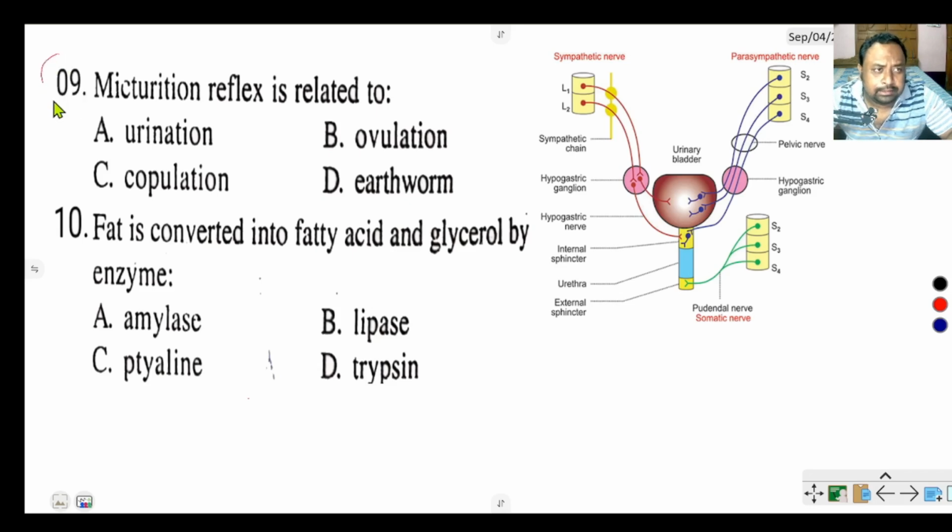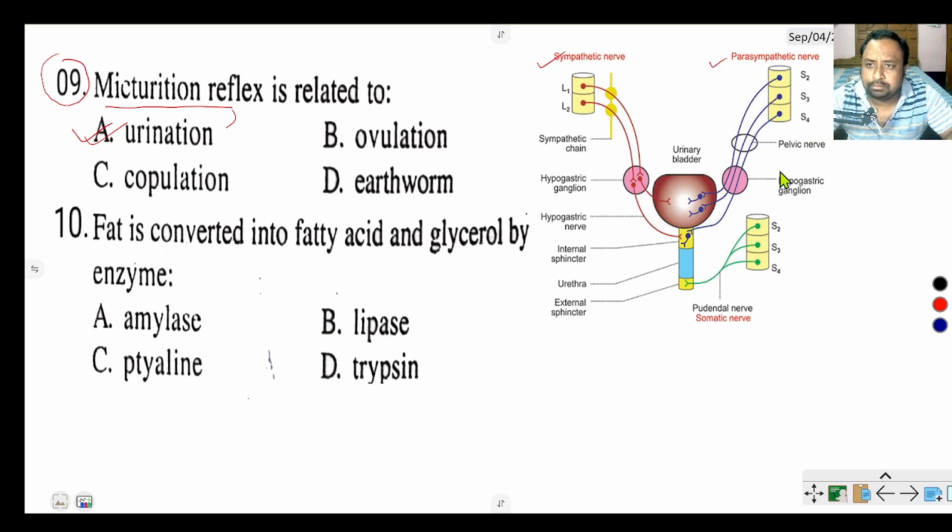Question number 9 says micturition reflex. Micturition reflex means urination. Urination is called micturition reflex. This urination process is regulated by the sympathetic and parasympathetic nervous system.